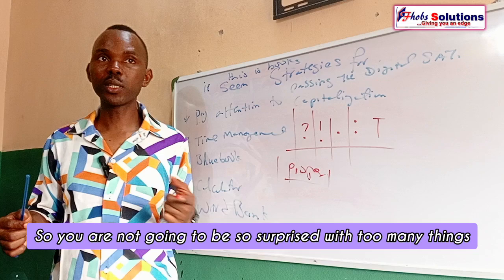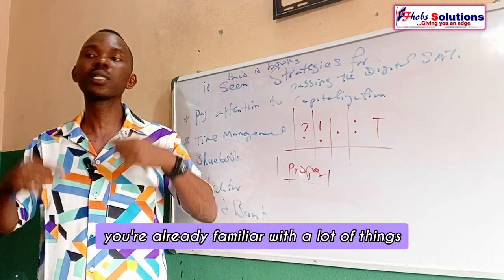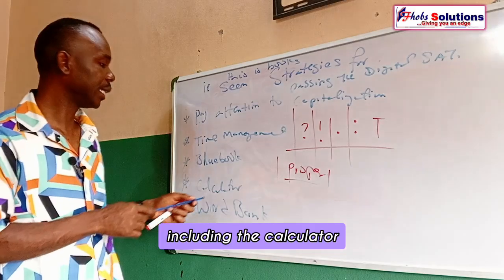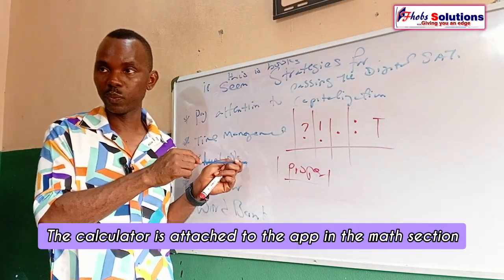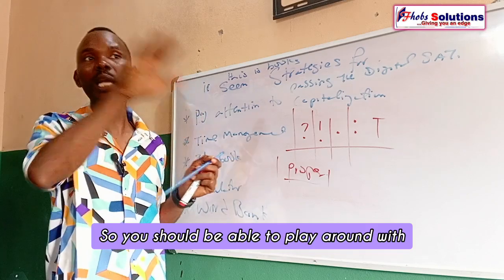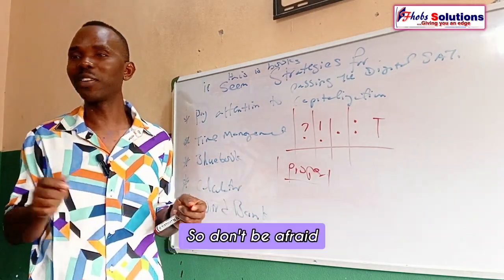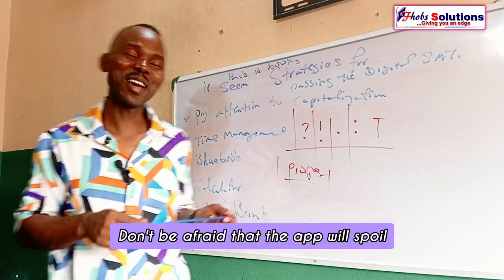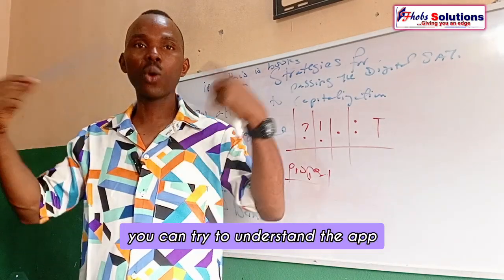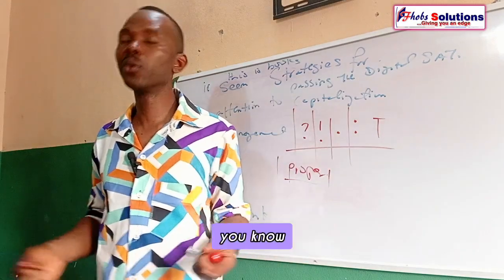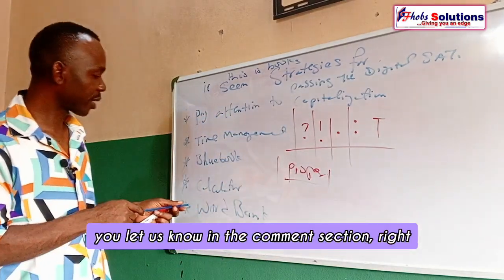So you are not going to be so surprised with too many things. Before the exam day, you are already familiar with a lot of things, including the calculator. The calculator is attached to the app in the math section. So you should be able to play around with the one in your system because it cannot spoil. So don't be afraid that the app will spoil. You can click, you can read, you can try to understand the app. Then if you obviously have any question, you let us know in the comment section, right?